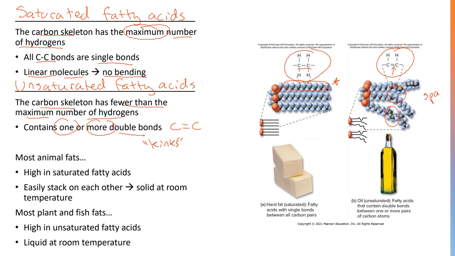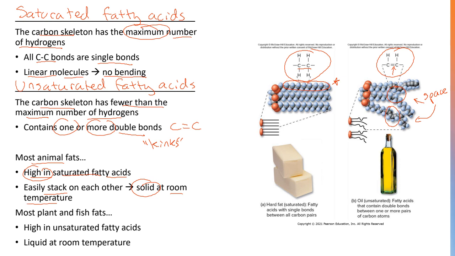Now, most animal fats are going to be high in saturated fatty acids. They stack together on each other, which makes them solid at room temperature. It's probably the more dangerous ones, right? You want to kind of go easy on these ones.